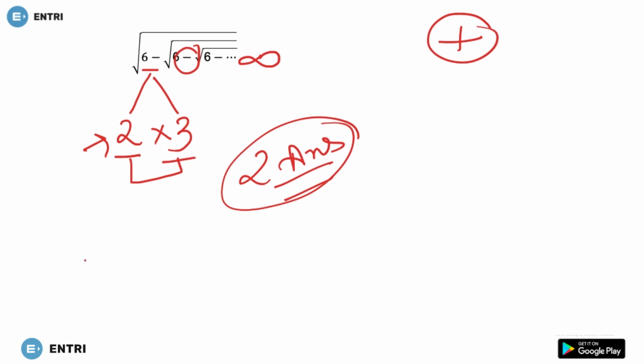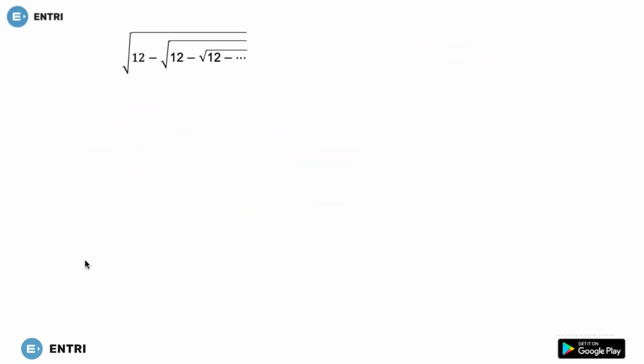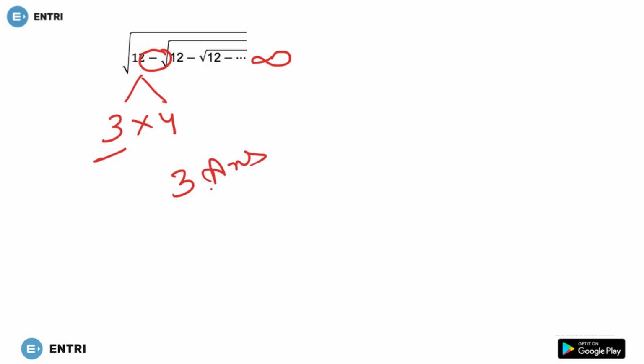Within seconds you will be able to solve these questions. Coming to the next question. Now the question is root 12 minus root 12 and so on, going up to infinity. For this, again, let us see what its factors would be. Its factors are going to be 3 cross 4. And now I already told you that since it's negative, the smaller one is going to be the correct answer. Therefore the correct answer is 3 here. So its answer would be 3.